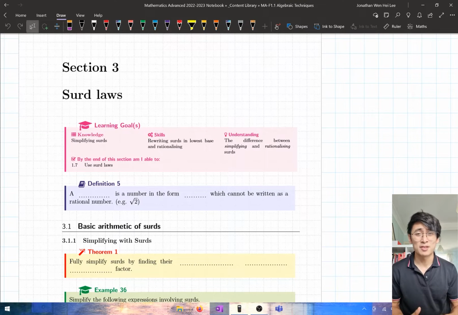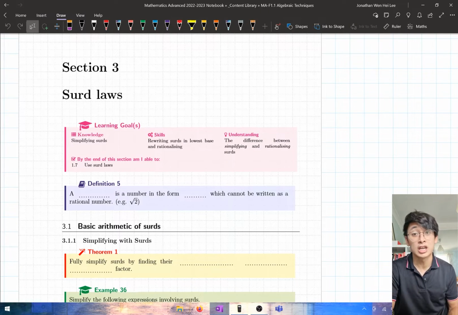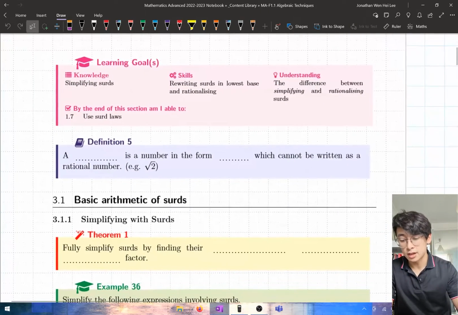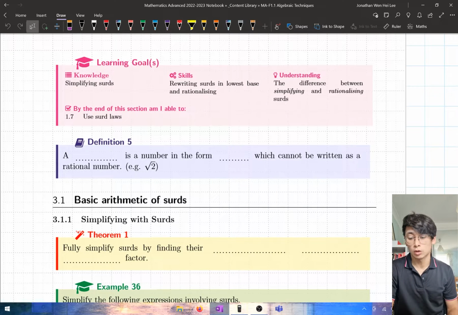I think some of you may have seen this in Year 10. I'm going to go through it in a bit more detail as well, and just give you guys a chance to go and get some practice on it as well. So let's just go through surds. This is on page 39 in your booklets. By the end of today's lesson, we want to be able to simplify surds, rewrite surds in the lowest base, and rationalizing. We'll look at rationalizing later, and we're going to be using surd laws.